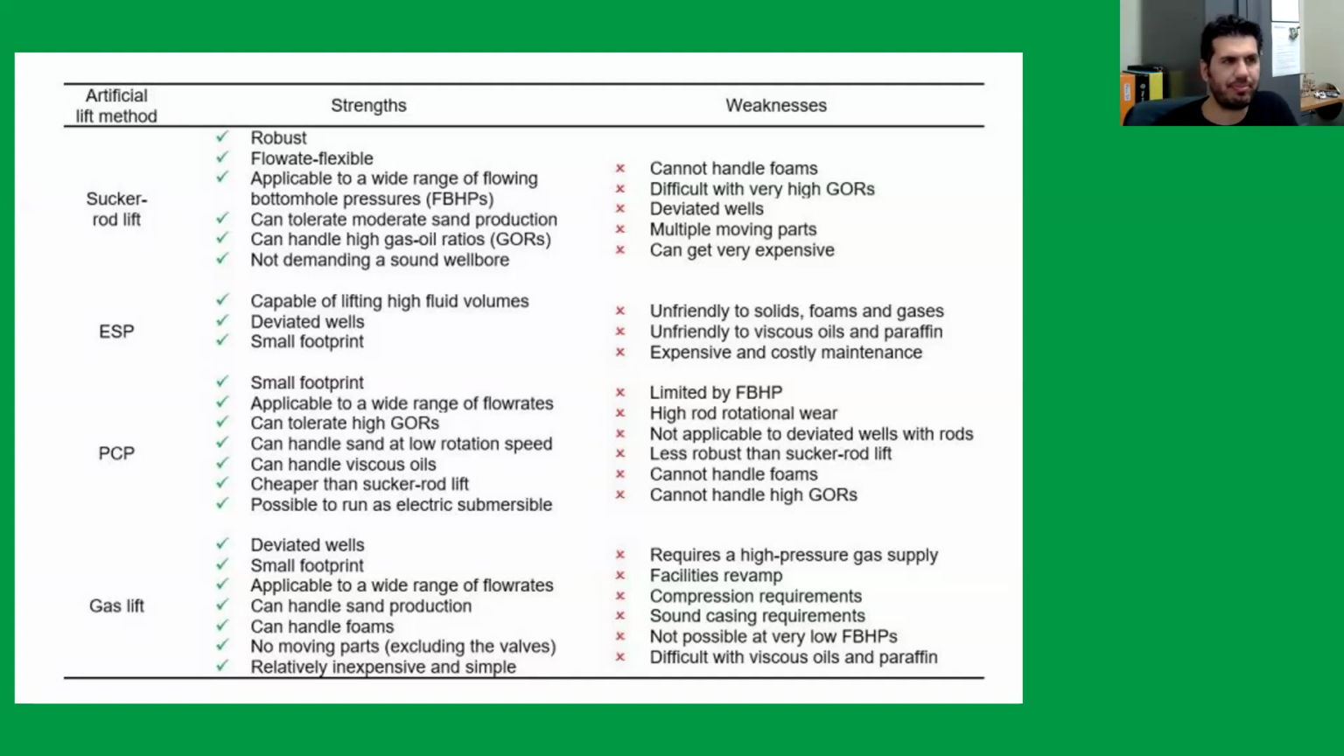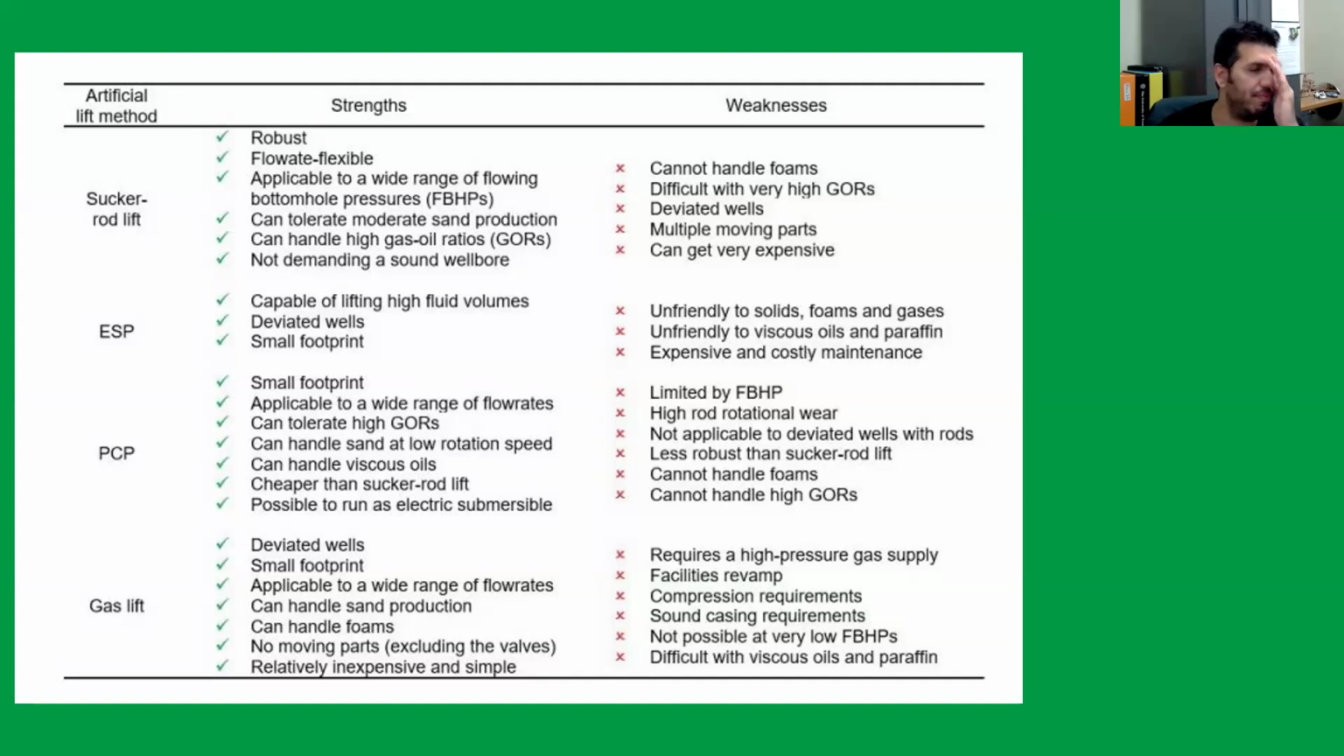For instance, sucker rod lift is robust, flow rate flexible, applicable to a wide range of flowing bottom hole pressures, can tolerate moderate sand production, not a lot of sand because it will start abrading. It can handle high gas oil ratios, not demanding a sound wellbore. The weaknesses are they cannot handle foams, difficult with very high GORs, deviated wells is a problem because of the sucker rod string that has to bend as well, can be very expensive, multiple moving parts.